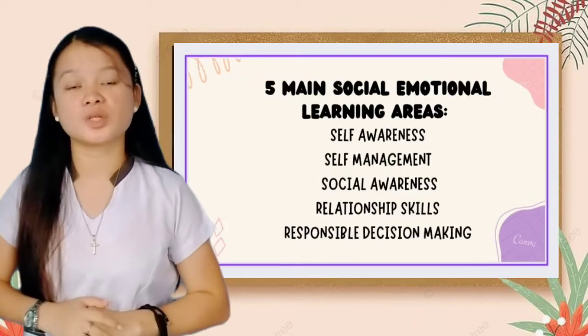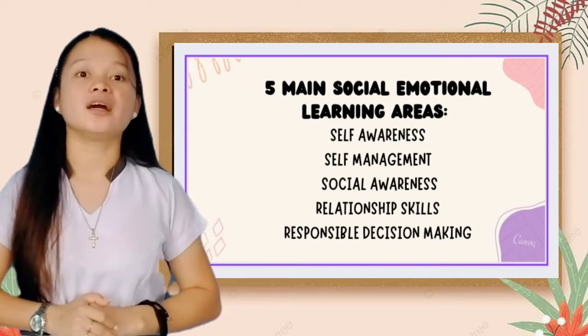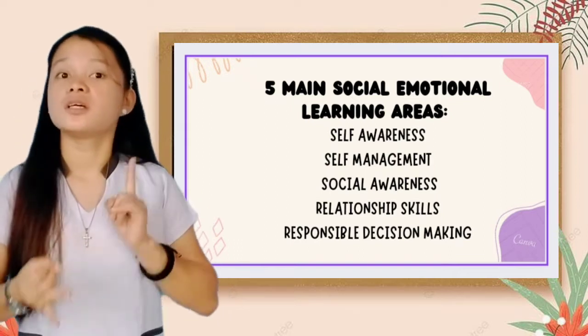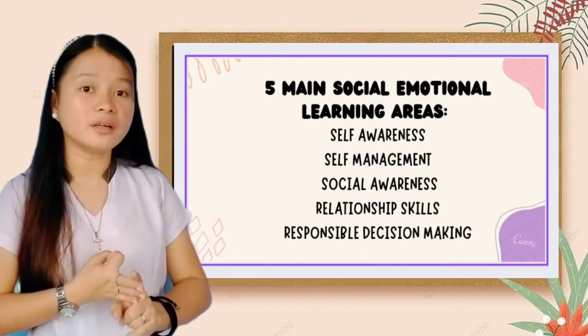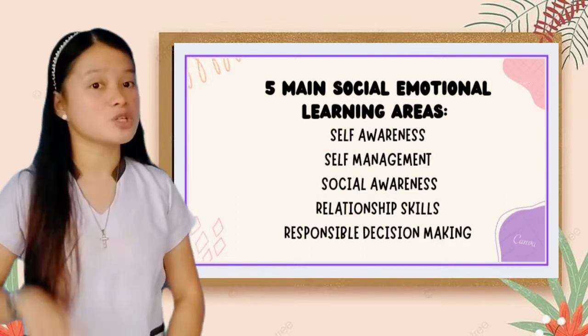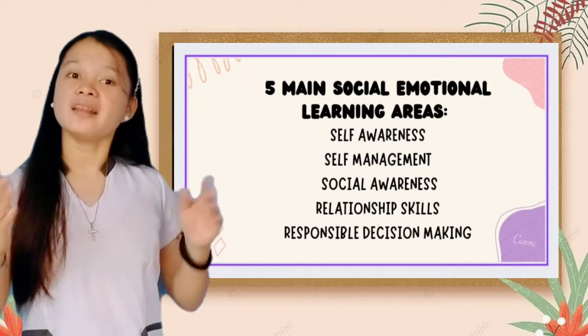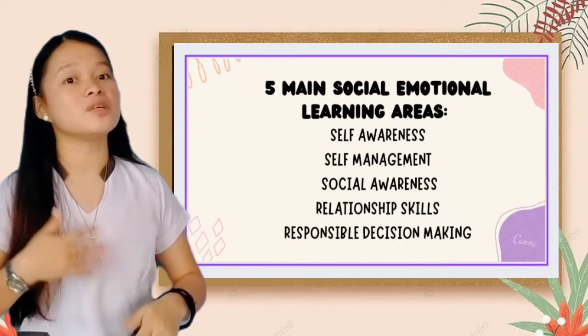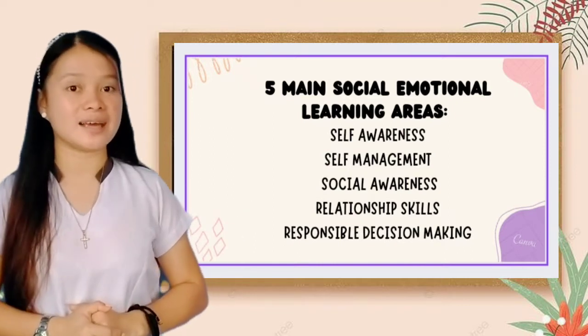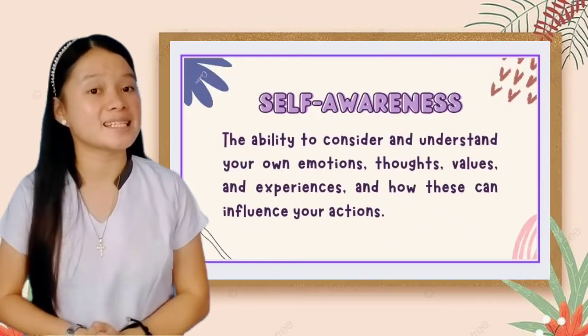And there are five main social emotional learning areas. There are self-awareness, self-management, social awareness, relationship skills, and responsible decision making. And now let's learn the meaning of these five main areas of SEL. Let's first discuss self-awareness.